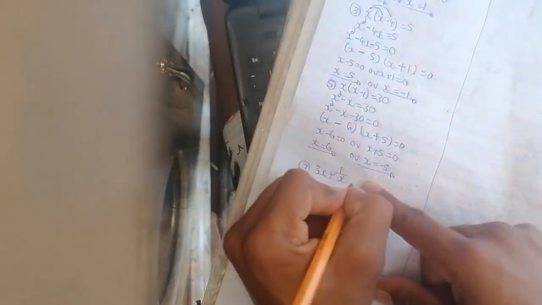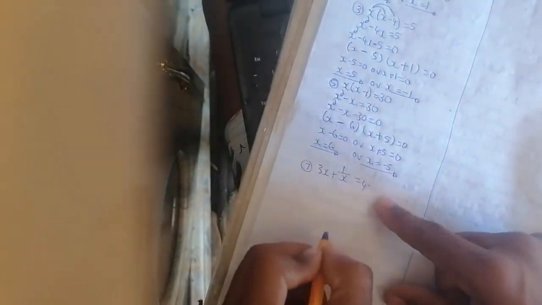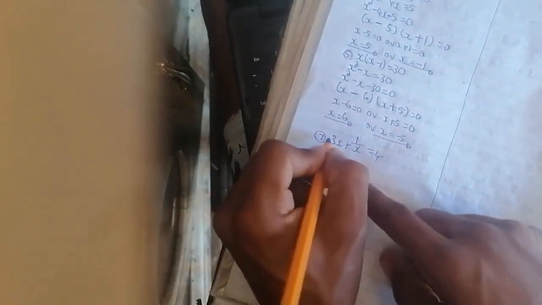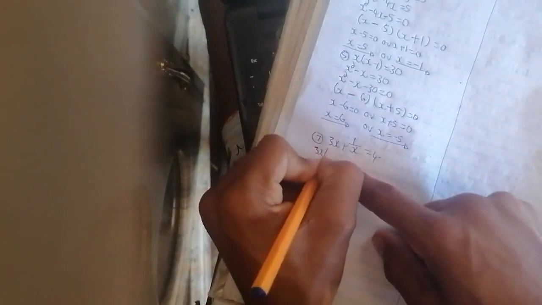3x plus 1 over x, this should give us 4. Now, the first thing that we need to do whenever we are dealing with a problem of this nature, where you have your x as a denominator, and this is an equation, we multiply everything by the denominator. What do I mean by that? You write your 3x, you multiply that by the denominator, plus you write your 1 over x, you multiply that by your denominator, you write down your 4, and the very same thing transpires.